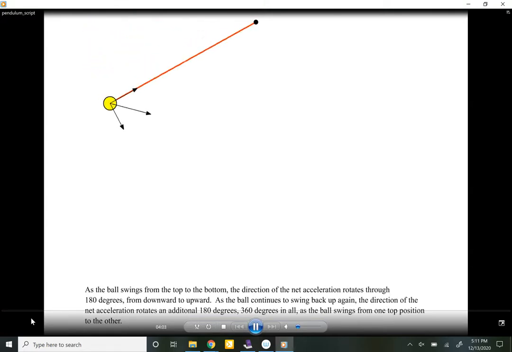As the ball swings from the top to the bottom, the direction of the net acceleration rotates through 180 degrees, from downward to upward. As the ball continues to swing back up again, the direction of the net acceleration rotates an additional 180 degrees, 360 degrees in all, as the ball swings from one top position to the other.